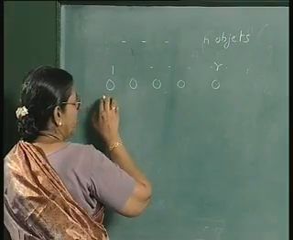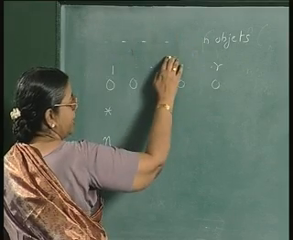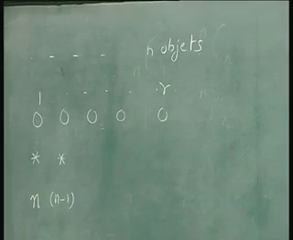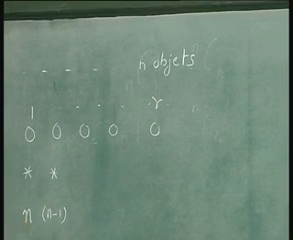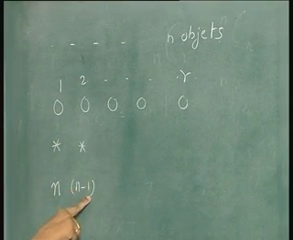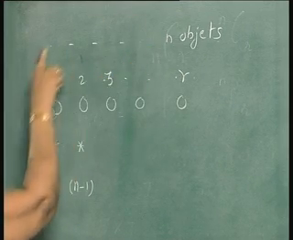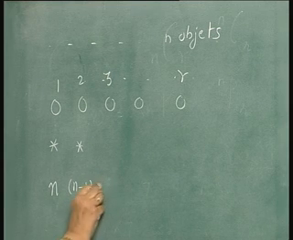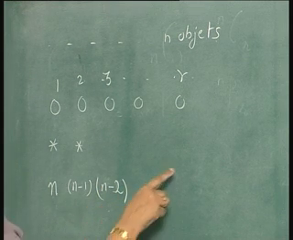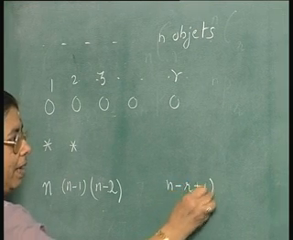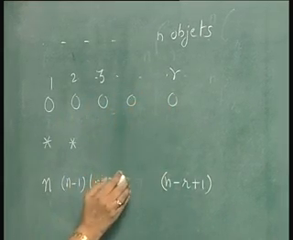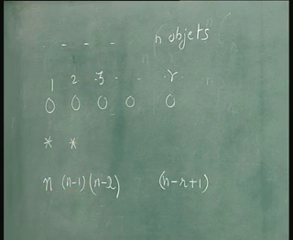Then after selecting one object and putting it here, you will be left with n minus 1 objects. So, the second place you can fill in n minus 1 ways. So, the first two places can be filled in n into n minus 1 ways. After filling the first two places, you will be left with n minus 2 objects. Pick one of them and put it in the third place, and that can be done in n minus 2 ways. And similarly proceeding, the rth place can be filled in n minus r plus 1 ways. After filling the r minus 1 places, the rth place can be filled by selecting one object out of the n minus r plus 1 objects.